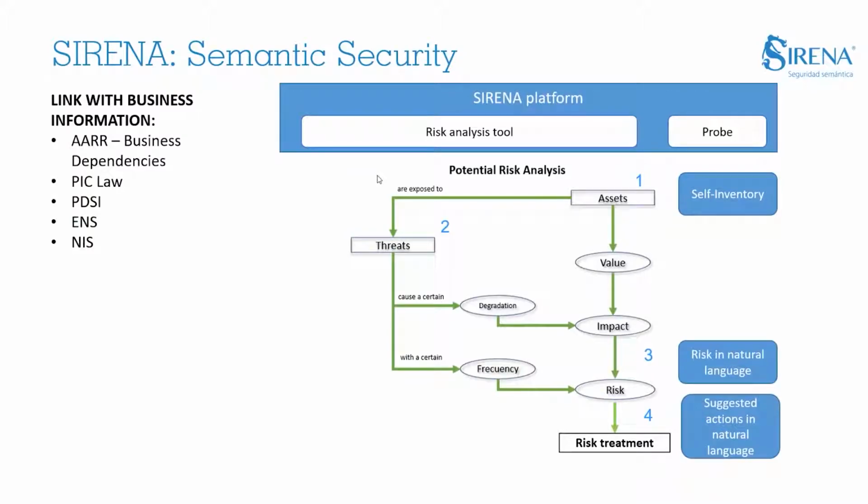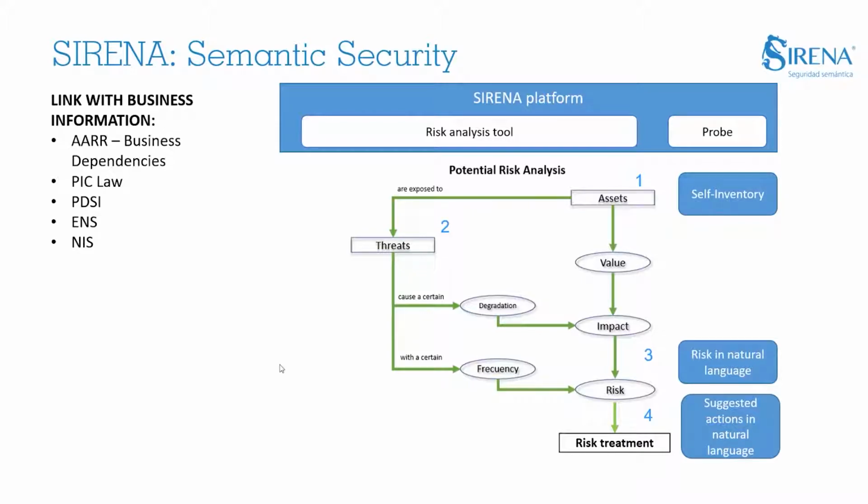Now, let's introduce the business information that we may have associated with each asset. In the example, we will use the connection of Sirena with its own embedded risk analysis application that each smart city or critical infrastructure could perfectly have to comply with the PIC law or critical infrastructure protection law, or with the National Security Scheme or the national law regulating security concepts.